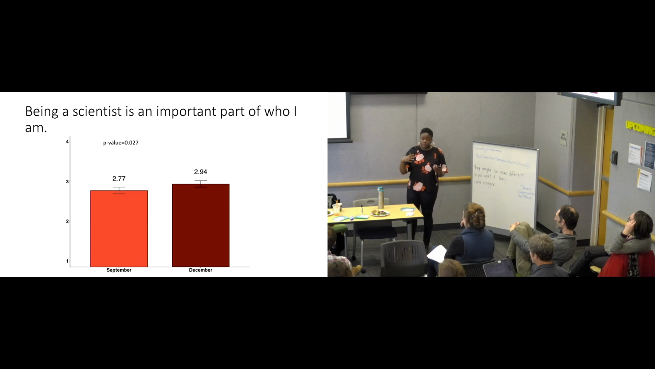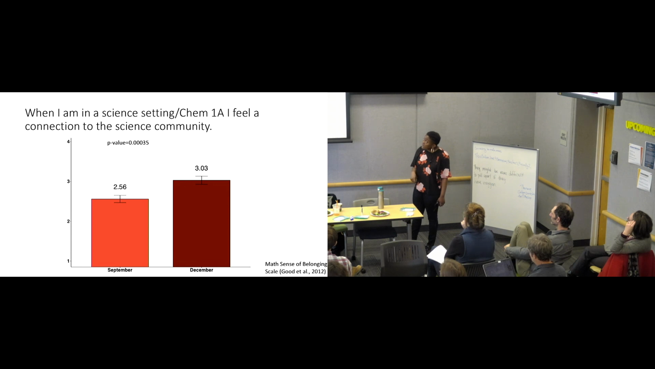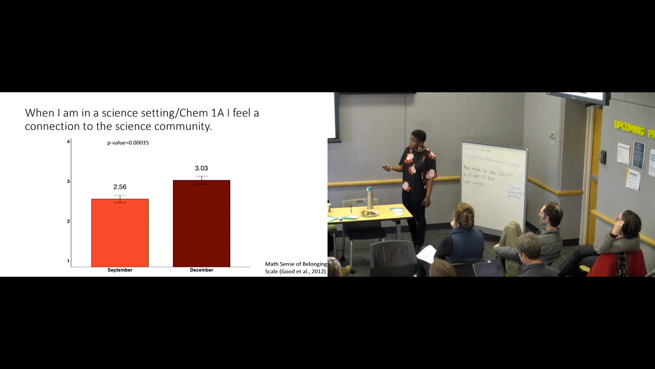Also, because we want to support students to see themselves and their relationship to science a little differently, we see a small shift here in response to 'being a scientist is an important part of who I am.' And finally, in September, the item was 'when I'm in a science setting, I feel a connection to the science community.' Students are a little closer to agree on that, but we see a pretty large and statistically significant shift upwards by December, where they're really feeling 'when I'm in Chem 1A, I feel this connection to the science community.' That's really important for us in terms of trying to build this community of learning.